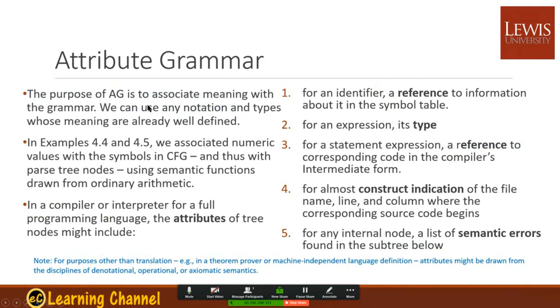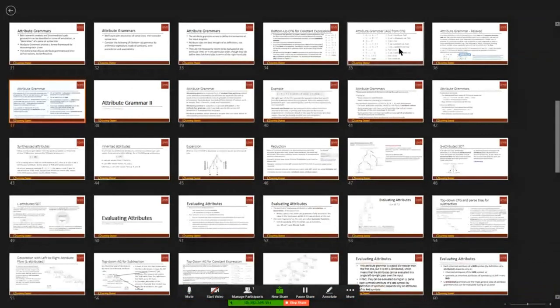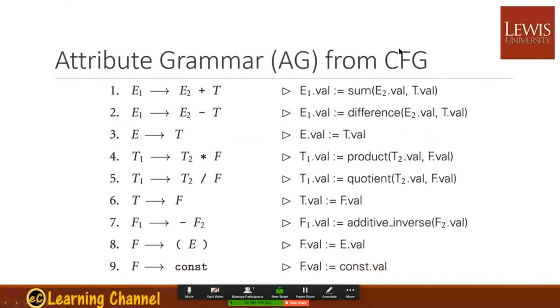The purpose of attribute grammar is to associate meaning with the grammar. We can use any annotation and types whose meaning is already well defined. In example 4.5, we associate the numerical value of a symbol in the context-free grammar, and thus with the parse-tree node, and then use semantic functions shown as ordinary arithmetic. So it's actually showing it by the example. It's talking about this one. We use the arithmetic function to associate with the nodes.